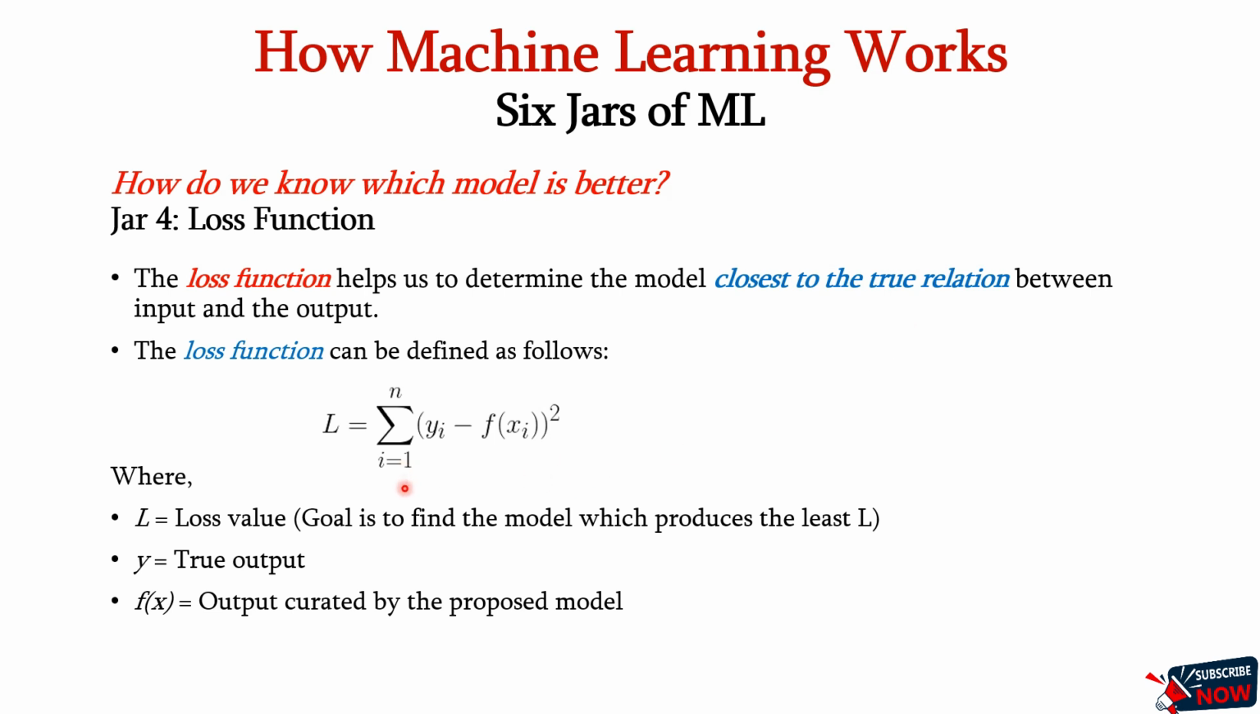L is equal to summation of i equal to 1 to n, (yi minus f of xi) whole square. So this is called as mean square error. Here L is the loss value, y is the true output, and f of x is the output curated by the proposed model.